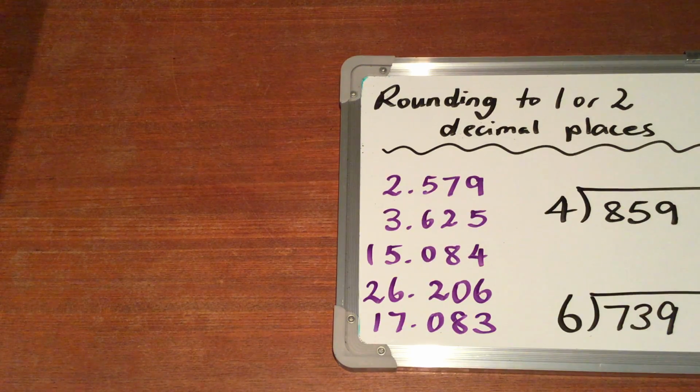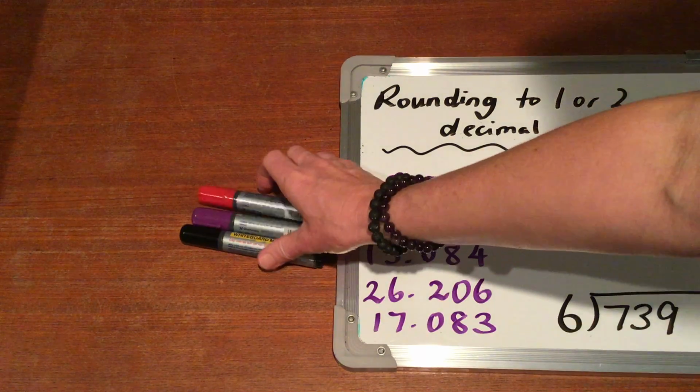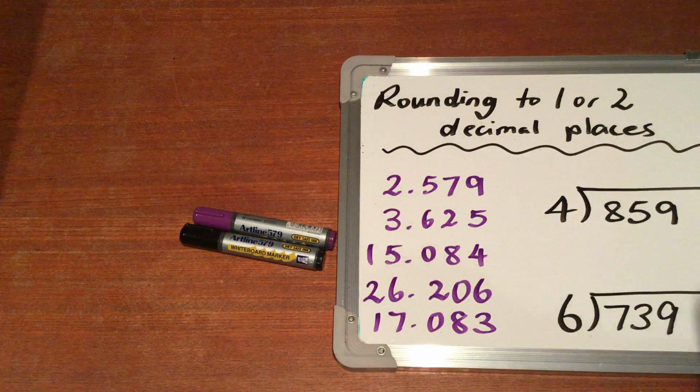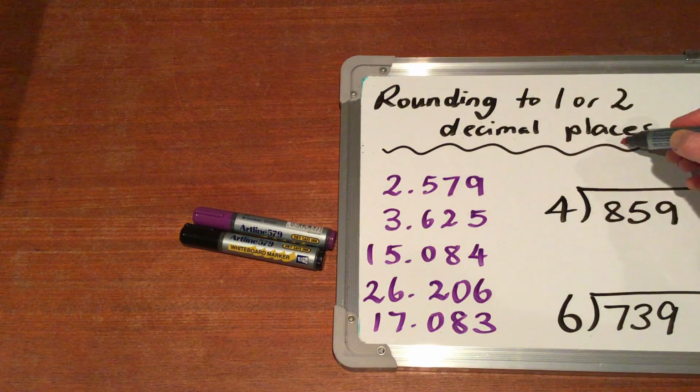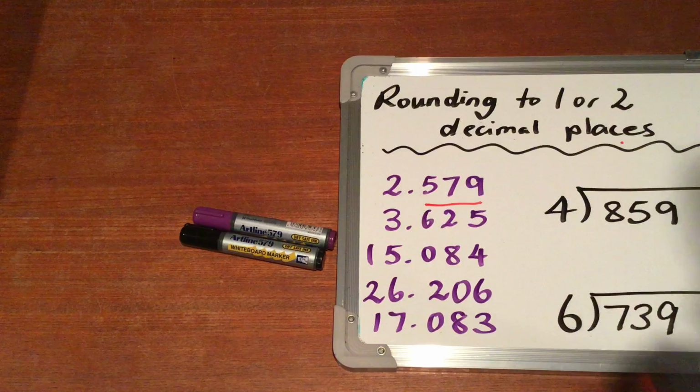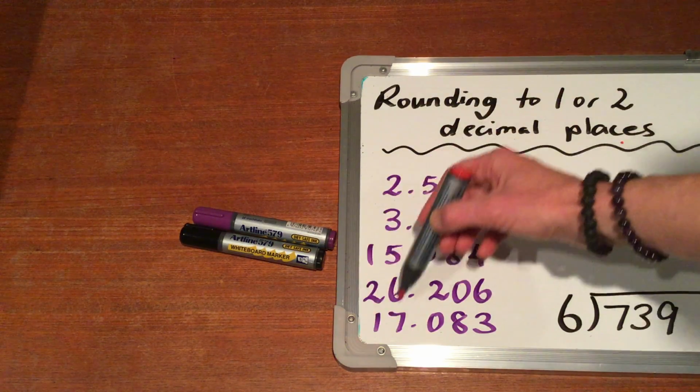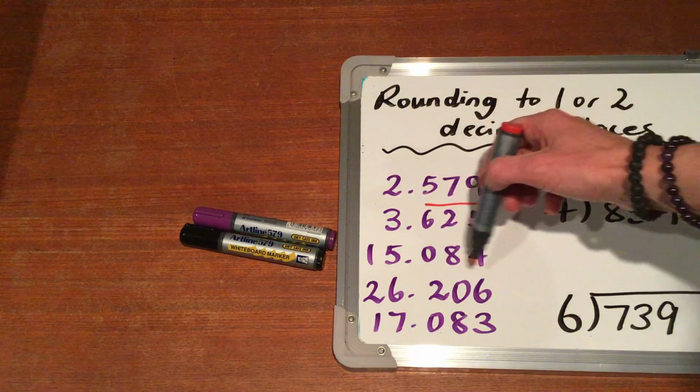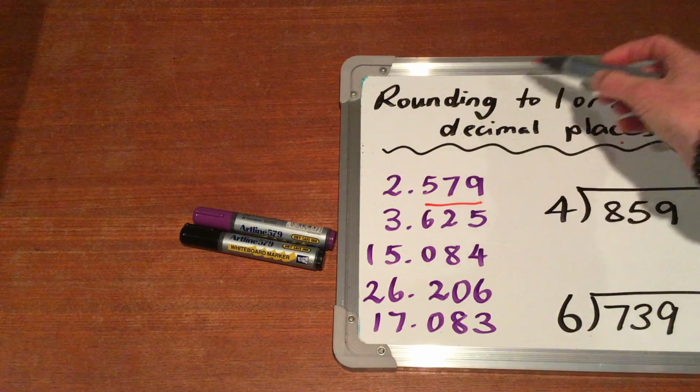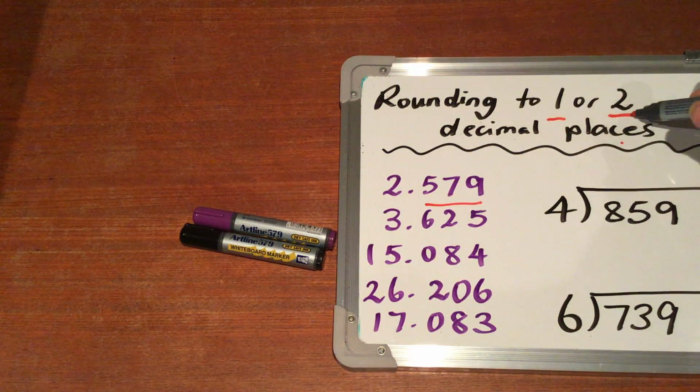Hi everybody, today we're going to be looking at rounding to 1 or 2 decimal places. So we're looking at decimals. Here they are. We've got some whole numbers and we've got some numbers with decimals on them. Rounding to 1 or 2 decimal places.